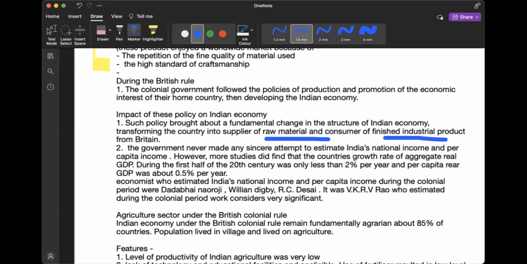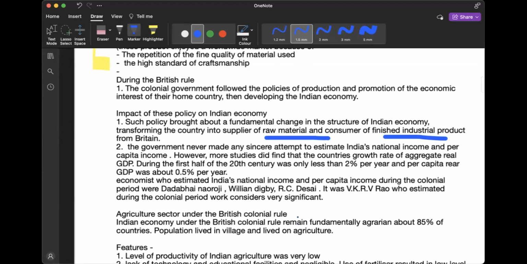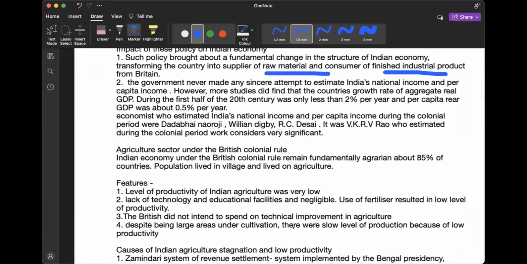So the government never made any sincere attempt to estimate Indian national income and per capita income. So over here, what happened? The British government never made a sincere attempt to estimate Indian national income and per capita income. You know, national income is very, very important. But the British government never focused on any of this, right? So these were the things.